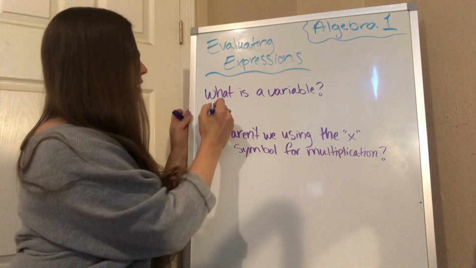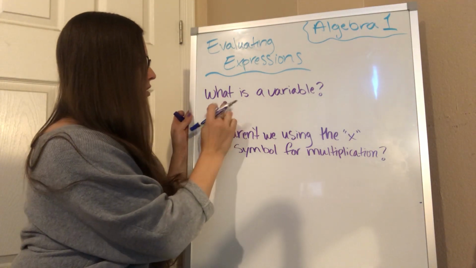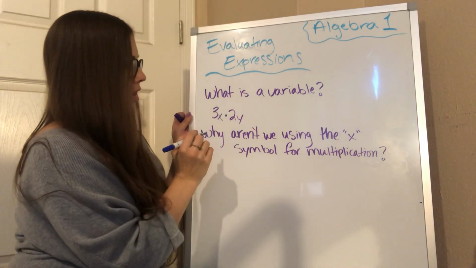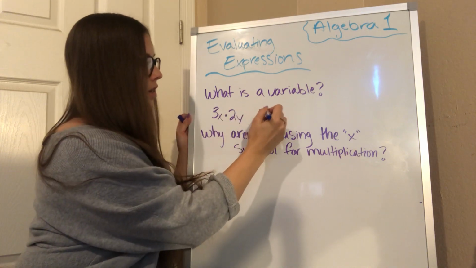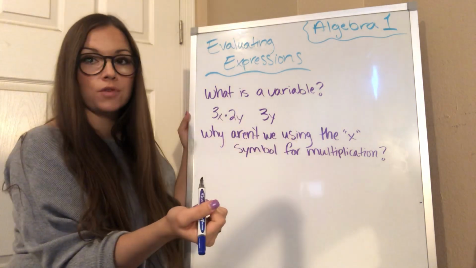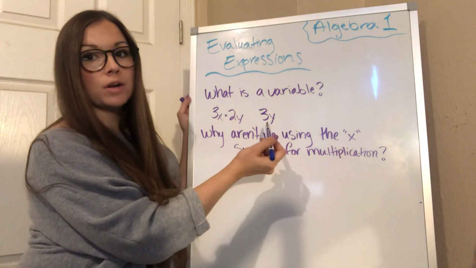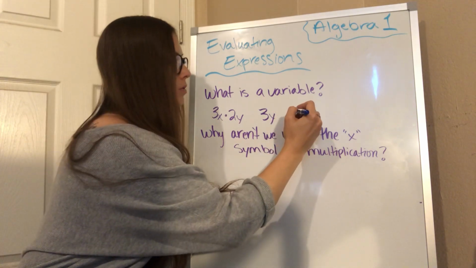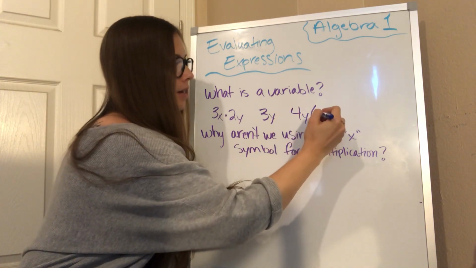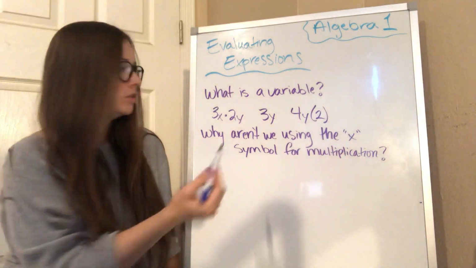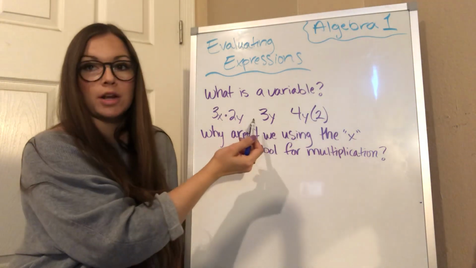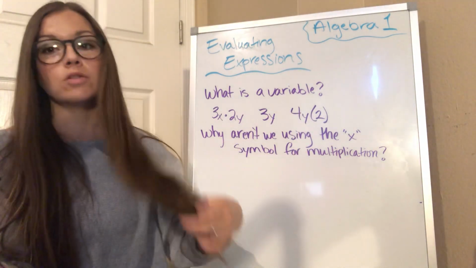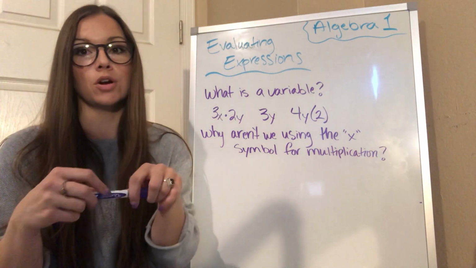You'll see something like a dot, 3x times 2y. You'll see a number and a variable right next to each other for multiplication. That only works with a number and a variable. You can't do that with two numbers. Okay, you'll also see parentheses where we could have 4y times 2. Okay, so the dot in the middle, the variable and the number next to each other, or the number right next to the parentheses, all those mean multiply.